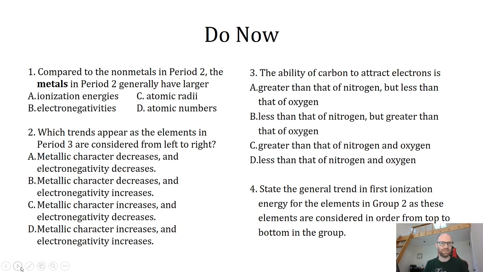Excellent. Compared to non-metals in period 2, the metals in period 2 have a larger... Which one is bigger? You can look at your periodic table if you need help with this. Ionization energy goes up as you go from metals to non-metals. So does electronegativity. So does atomic number, because that's how the table's built. So it's atomic radius. Again, going across period 3 left to right, they're going to get less metallic. So the metallic character does not increase, and the electronegativity goes up. Carbon to attract electrons. This is electronegativity. It should be less than both.